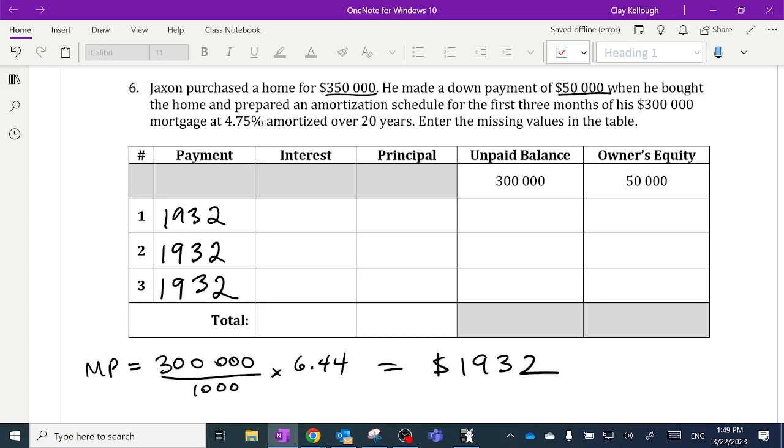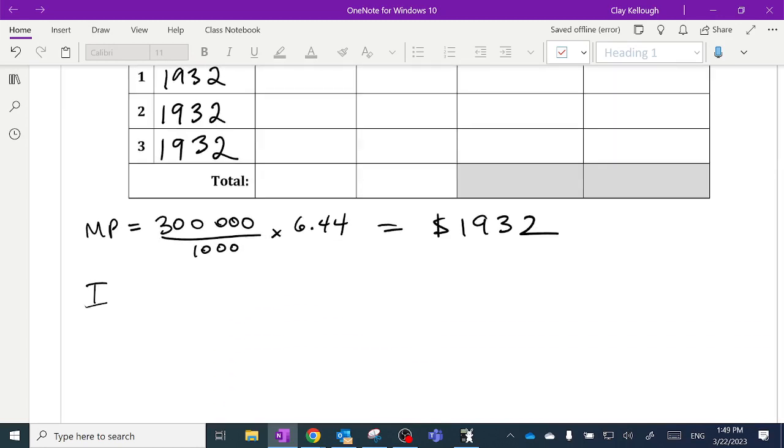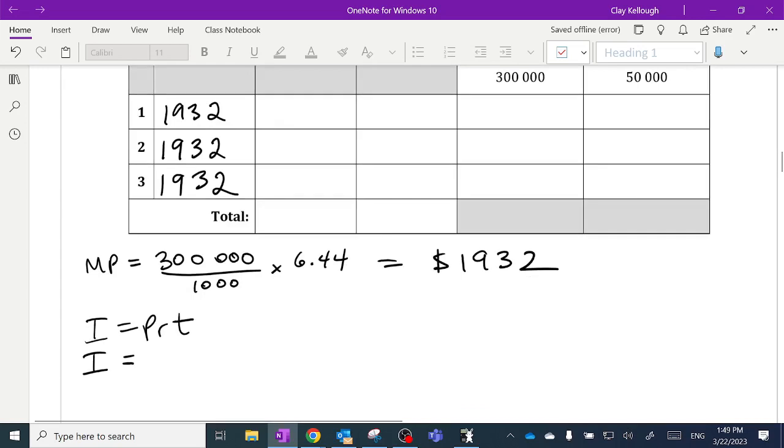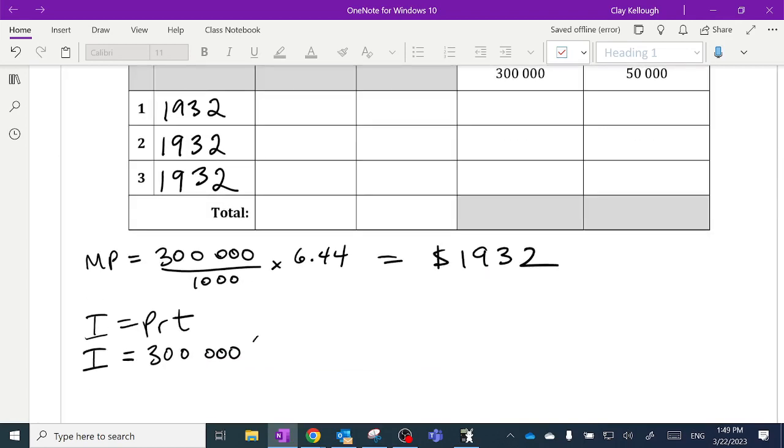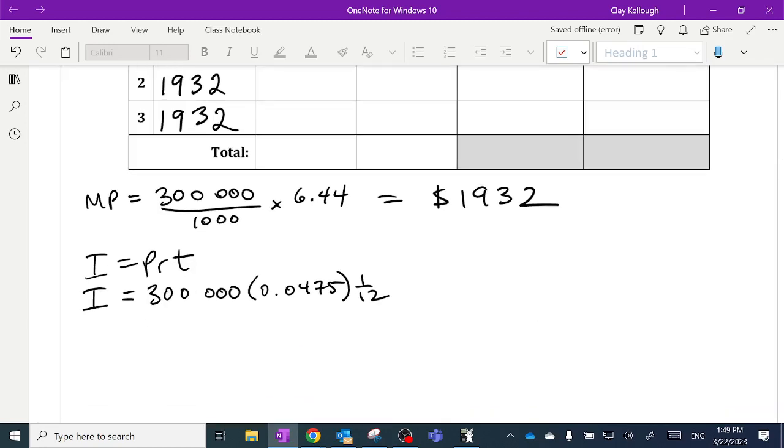All right. How do we fill in the interest column? What do we do there? What formula do we use for that? Right. 1 month at a time, you're using the PRT formula. So my principal is $300,000. My rate, I already forgot what it is, 4.75, so change that to a decimal, 0.0475. And it's a 1/12 of the year. Okay, so I did this calculation already. You don't have to watch me punch buttons.